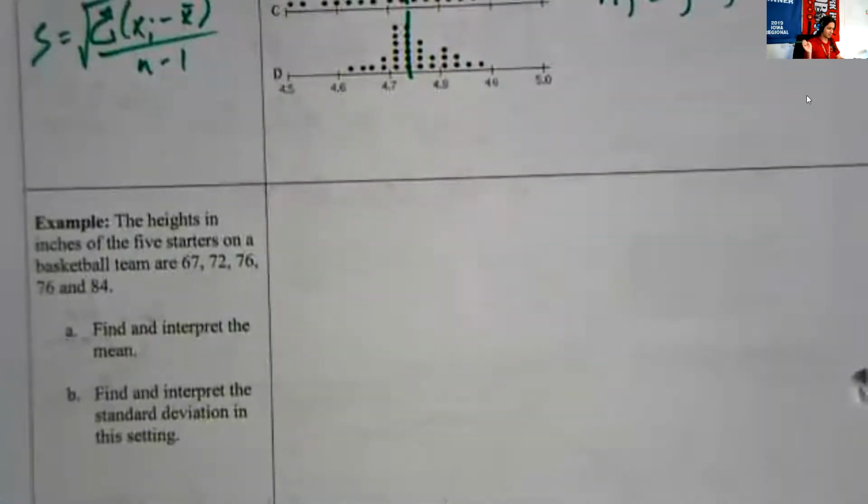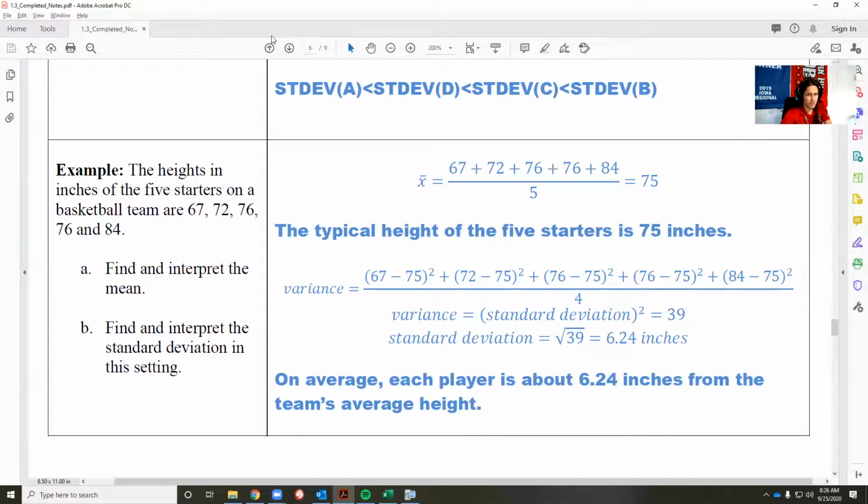Find and interpret the mean. Let's pause. I'm going to do some calculations. We'll come back to you. This one's kind of tedious, and I don't want to show me writing it out for fear of making a small mistake and having to rewrite it for you. How do we find the mean? You add them up and divide by the total number of measurements. You get an average height on this team of 75 inches.